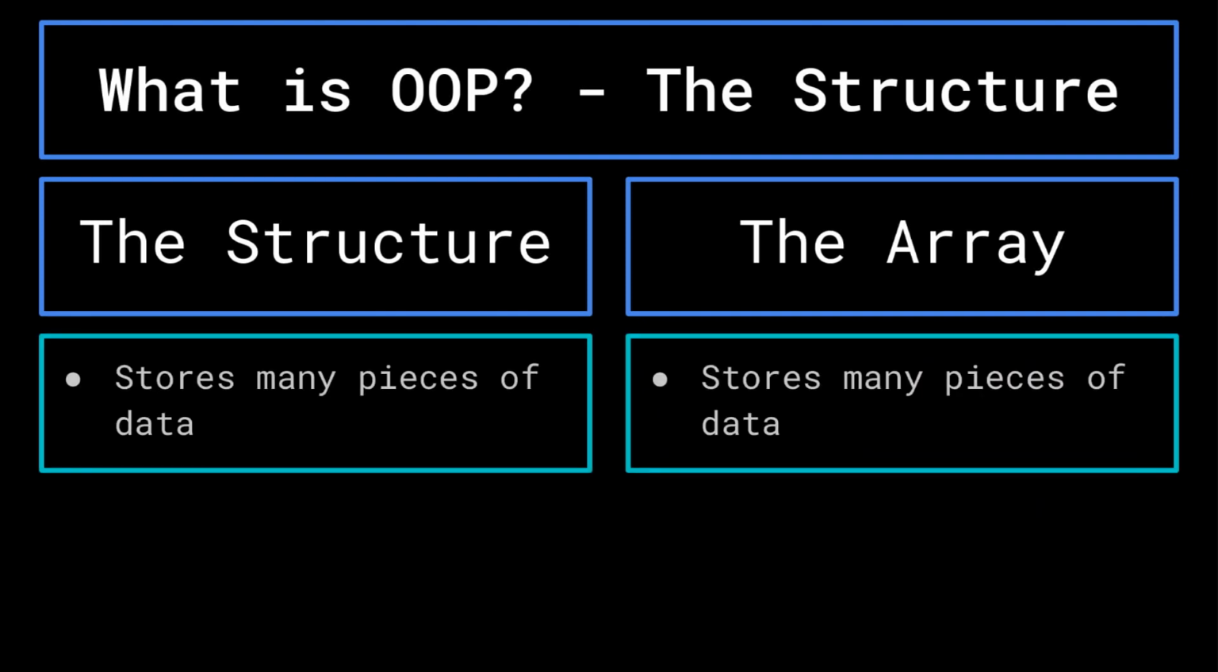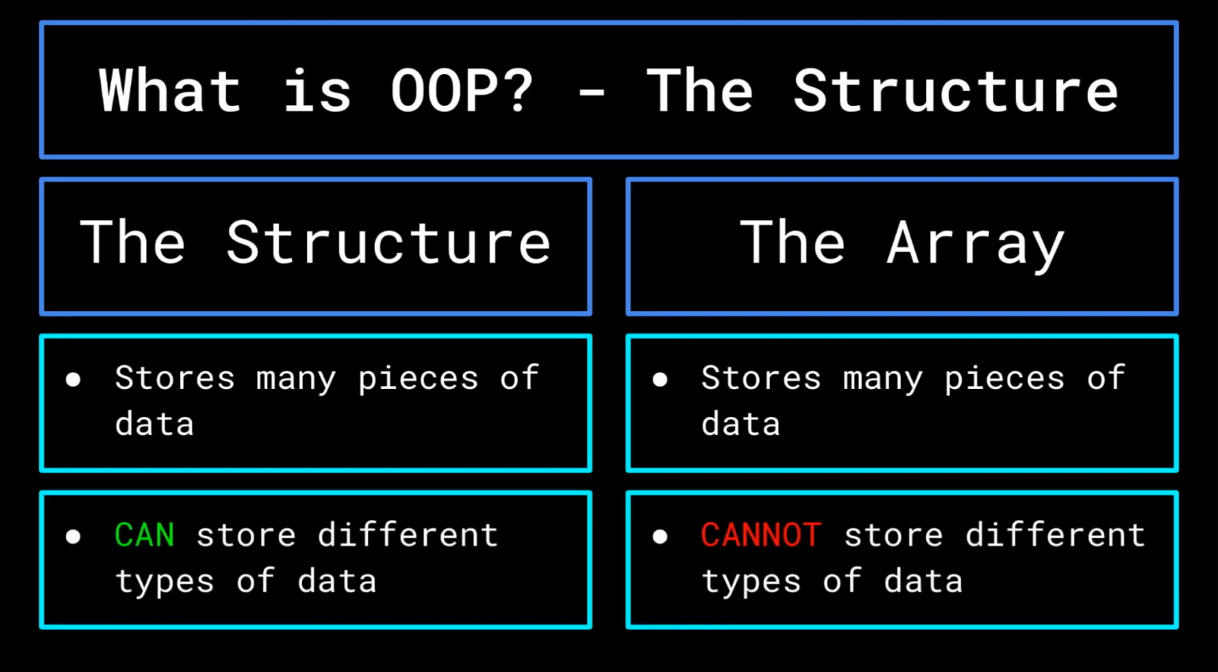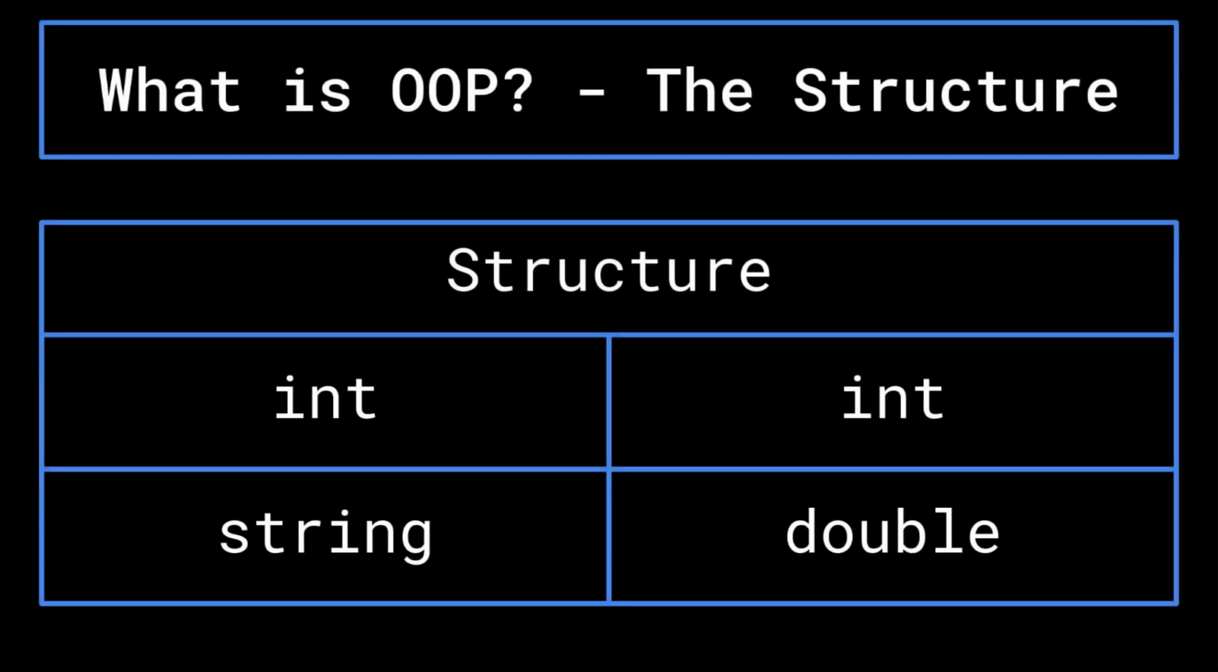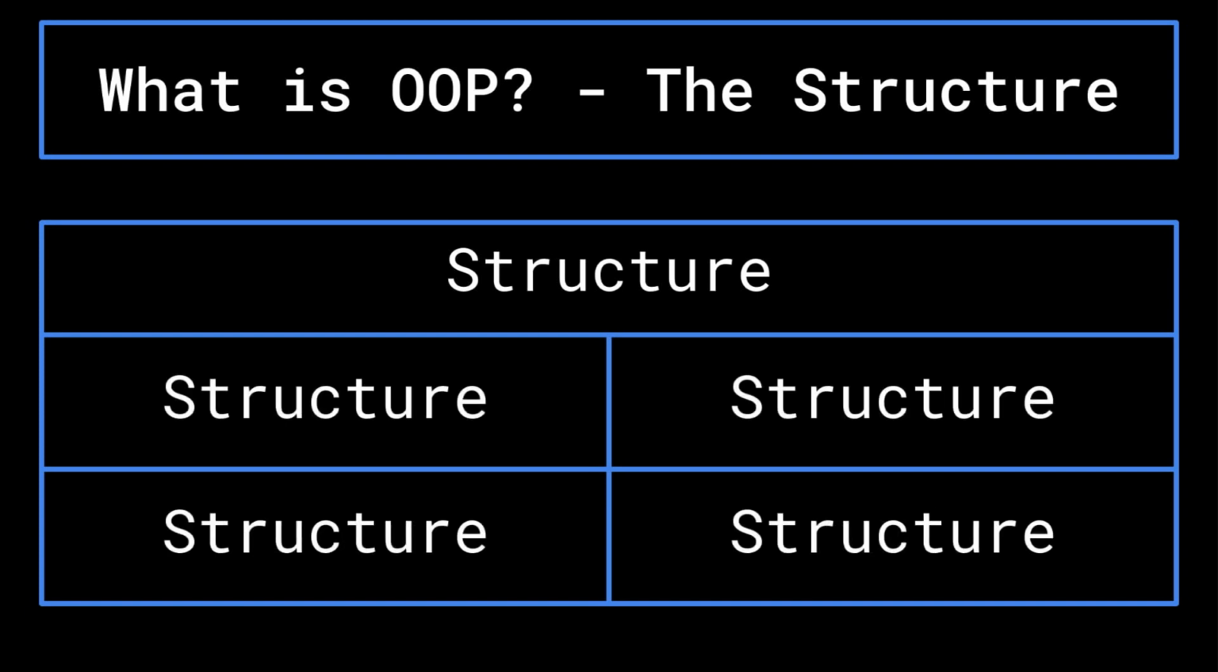Both arrays and structures allow the programmer to store several pieces of data together. However, structures vary from arrays in that structures allow the programmer to store data of different types together. For instance, whereas an array would allow you to store only ints or only strings, using a structure, you could store ints and strings together, along with other data types. A structure can even store other structures within it.